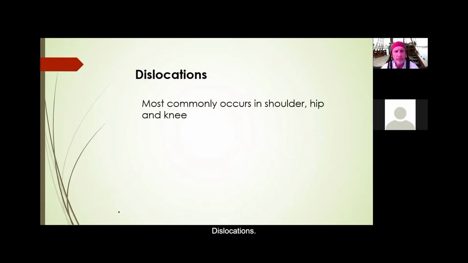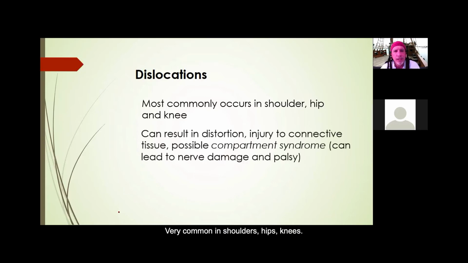Dislocations. This is the word I was trying to think of in the last lecture, and I couldn't think of it. But a dislocation, when something comes out of joint, very common in shoulders, hips, knees, can result in distortion. If somebody dislocates their shoulder, you'll see they have a regular shoulder over here, and this one, the head of their upper arm has shifted downward. You have them sit there and put their hands on their lap, and you just reach out and you can see the deformity.